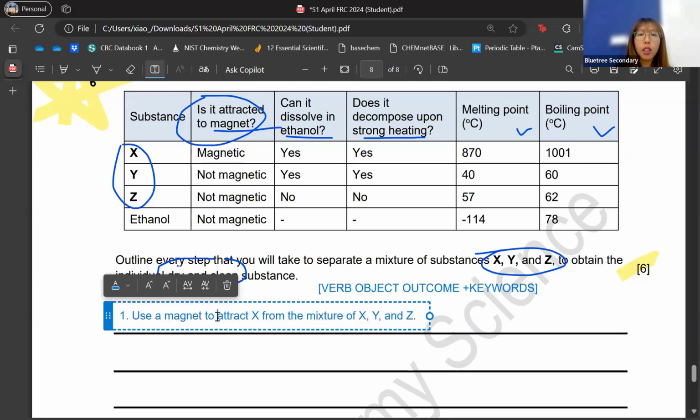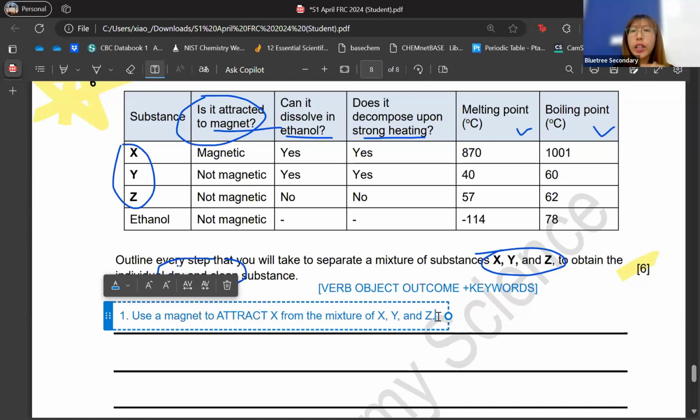Okay, and what is our outcome here? I'm trying to attract X. So the keyword for this statement will be attract. You don't write to get, or you don't write to obtain. Okay, you do not write get, you do not write obtain, you write the keyword attract, because magnetic attraction, attract is the keyword.